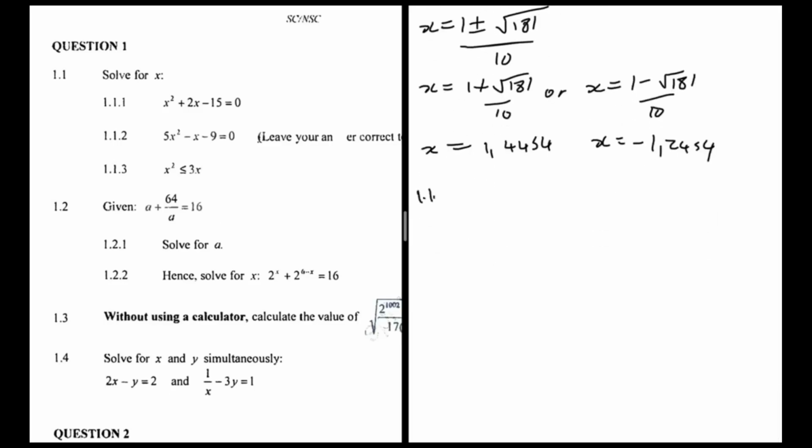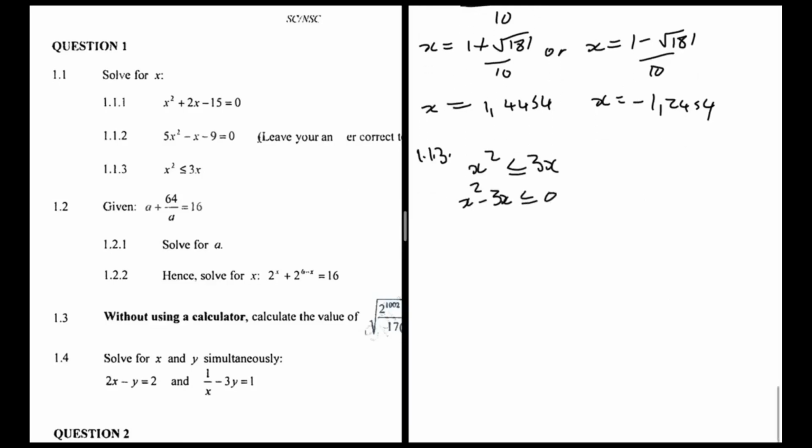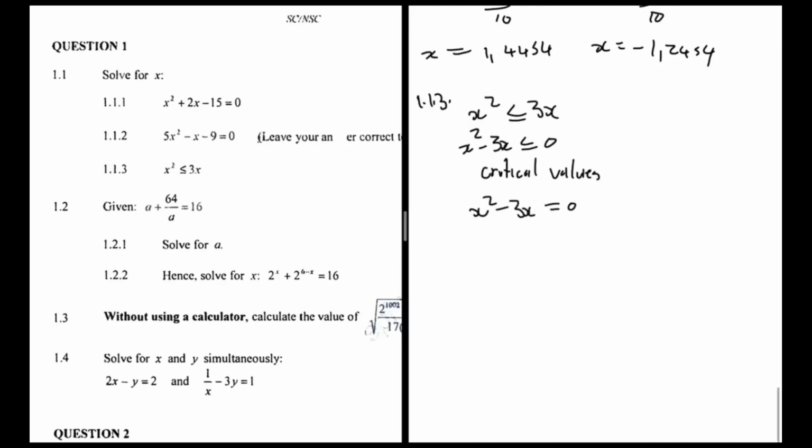And now 1.1.3, 6x squared is less than or equal to 3x. So I'm going to subtract 3x from both sides, and then I'm going to get x squared minus 3x is less than or equal to 0, right? So now I want my critical values, right? So I'm going to say x squared minus 3x equals 0. So if I pull out x, I get x times x minus 3 equals 0. So x equals 0, or x equals 3.